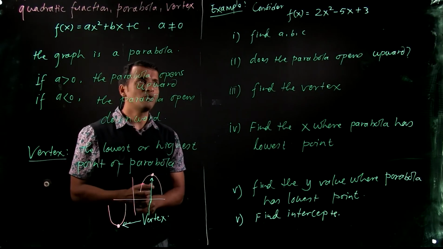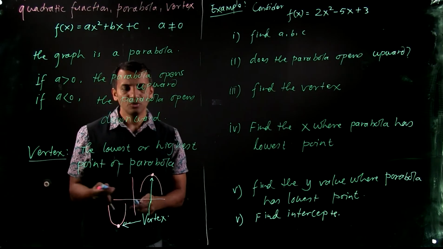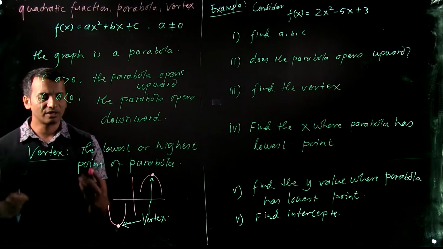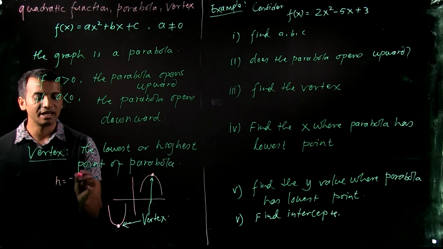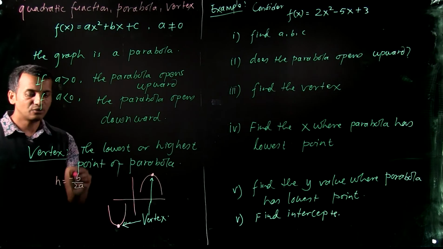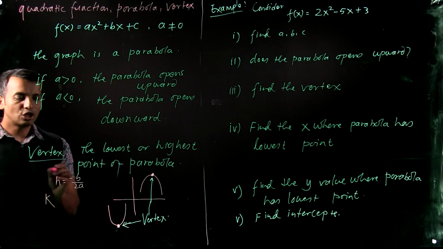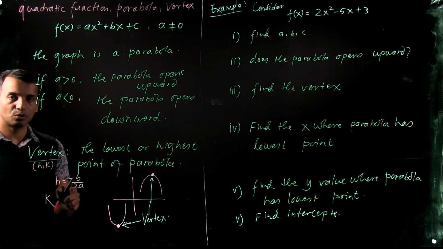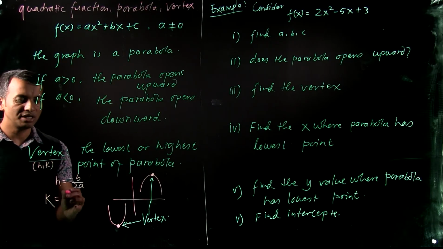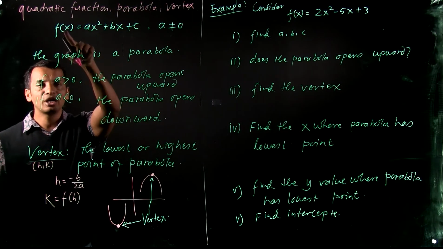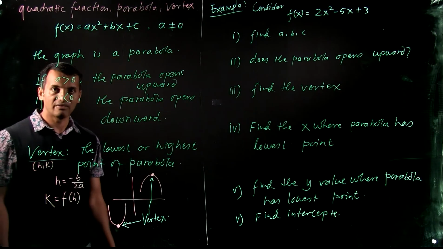Okay, so what is the formula to find the vertex? We denote the vertex by h and k. The formula for h is negative b over twice a. That's the notation for the vertex, h and k. So h is found by this formula, and to find k, you plug h into the x of that function. So you just plug in h to get the k value.